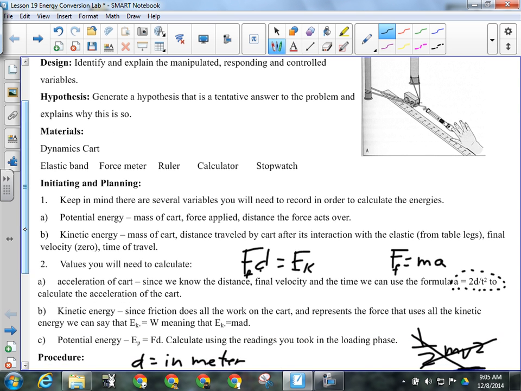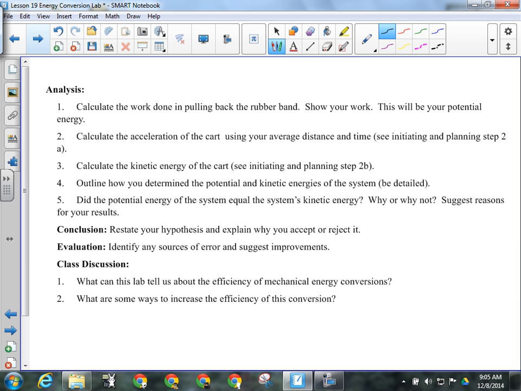All right. Then for the analysis, there's no graph on this one. There's no graphing on this lab, but you do have to show me your calculations. They're not difficult calculations, but you do need to show them to me. Calculate the work done in pulling back the rubber band. Show your work. Did it tell you how to do that in the procedure? Yes, it did. So just follow what it said in the procedure: force times distance.